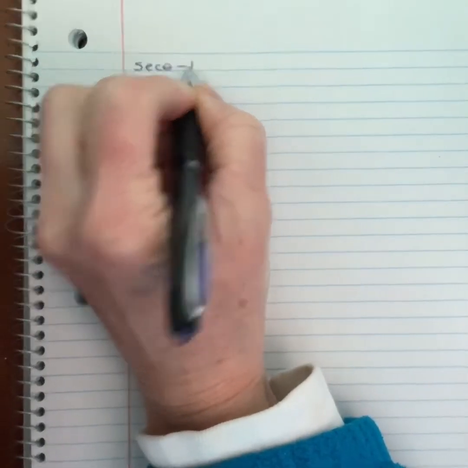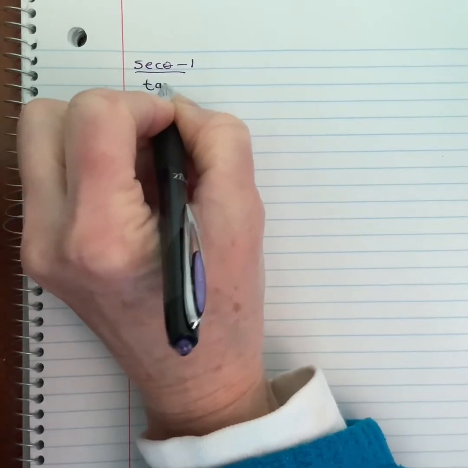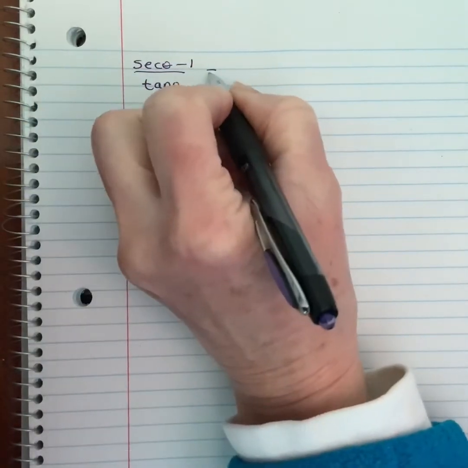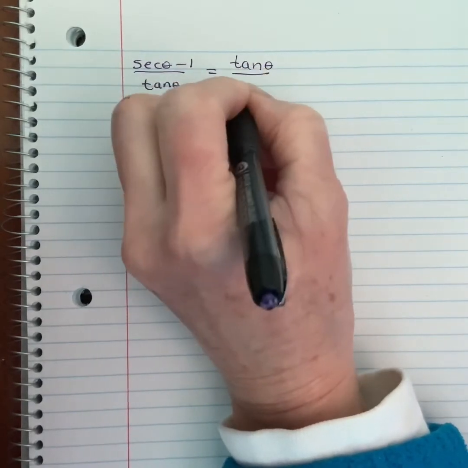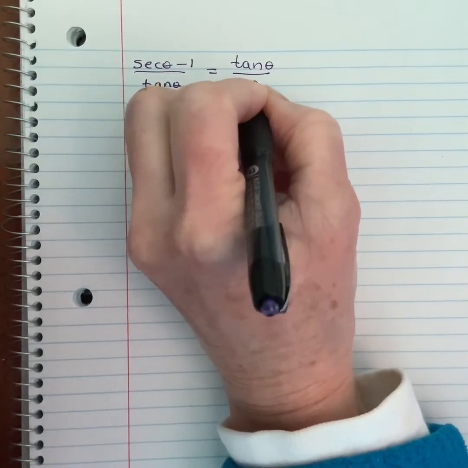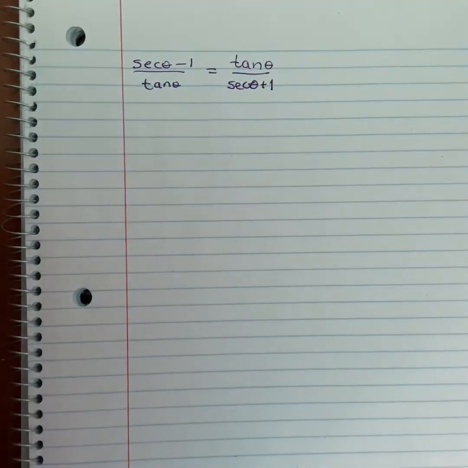All right, we're going to try to prove another identity. Here is the next one. It's got secant of theta minus 1 over tangent of theta is equal to tangent of theta over secant of theta plus 1. Now that looks kind of weird because they're almost the same thing except sort of flipped over, with a little sign change.